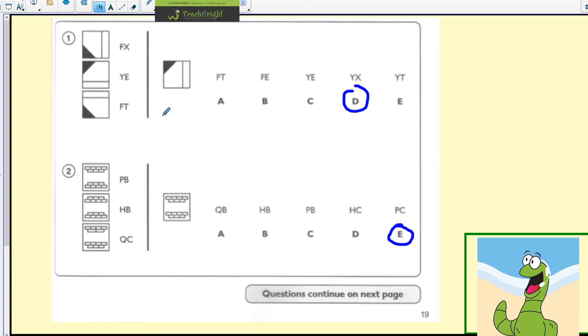The first letter signifies the position of the black corner, so which side it's in. And the second letter signifies the position of the line. So in this case, we want the code for top left, which is Y, and the line to be in this position, which is X. So YX. For question 2, the first letter signifies where the upper section of the brickwork is, and the second letter signifies the lower brickwork. So in this case, we want this style of brickwork, which is the P, and we want this style of brickwork, which is the C. So PC.